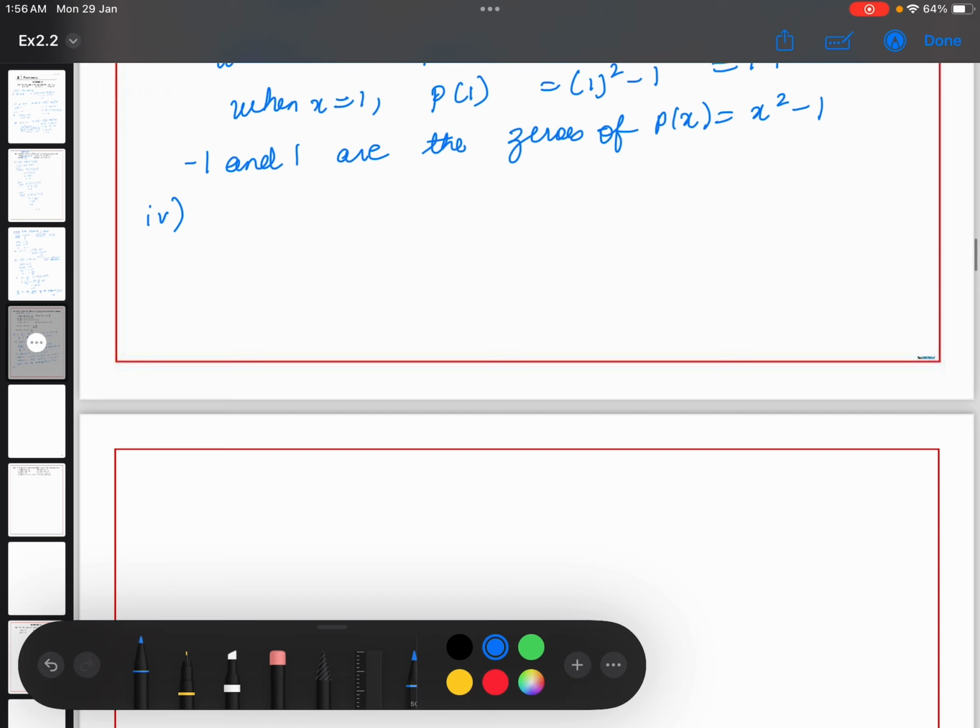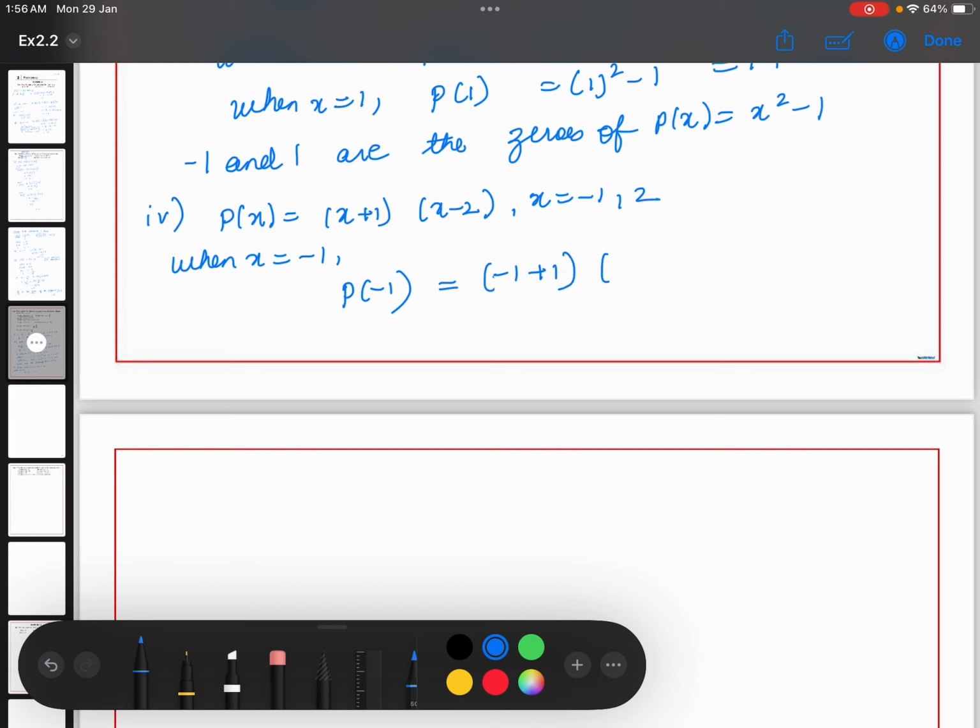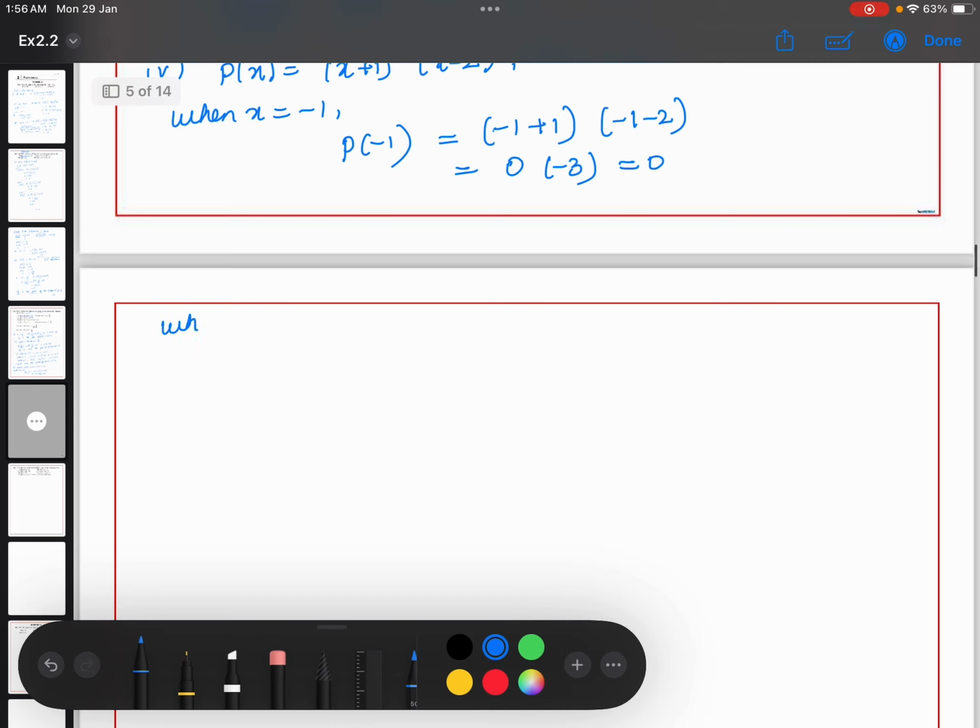Okay, now we shall go with question number 4, which is p of x equal to (x + 1)(x - 2), and x equal to -1 and 2. So when x equal to -1, p of -1 will give you (-1 + 1)(-1 - 2). So this will just give you 0, and this will give you -3. So the answer is 0.